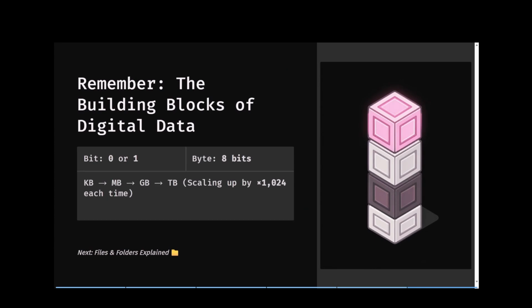So let's log this in. A bit is a single zero or one. A byte is the combination of 8 bits. And bytes combine into larger units, and the sequence follows like this: KB, MB, then GB, then TB, and then further ahead. That's all about scaling up, multiplying by 1024 each time. So that's how we go from something incredibly tiny to something incredibly large.